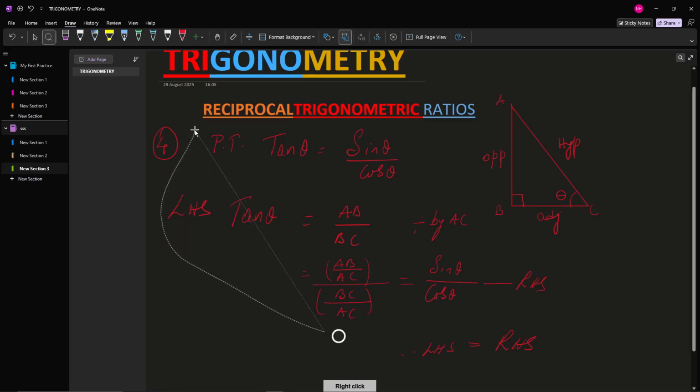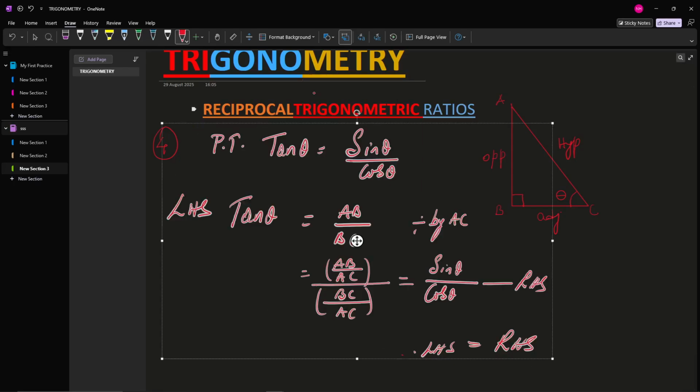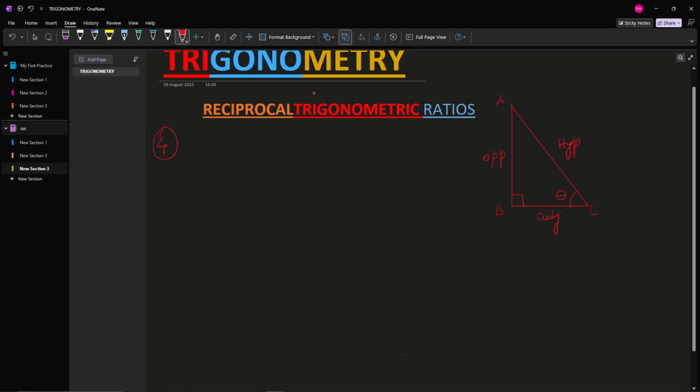Okay, coming to the last one of the trigonometric ratios, the fifth one.